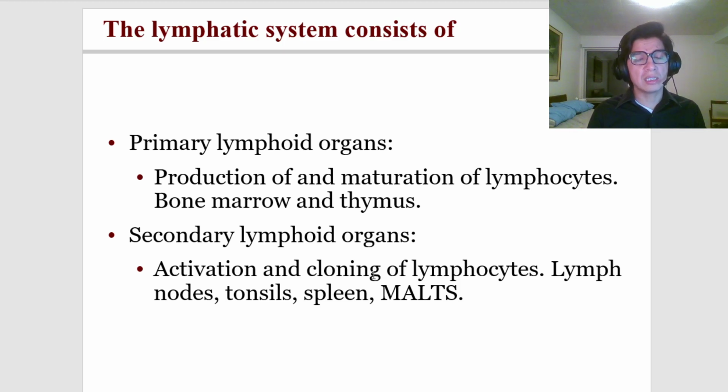Mucosas are present to provide mucus to surfaces, which within our bodies are usually lumens. They're usually tubes, right? Tubes of the respiratory system, tubes of the digestive system.